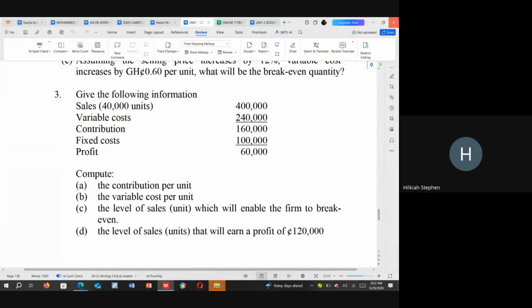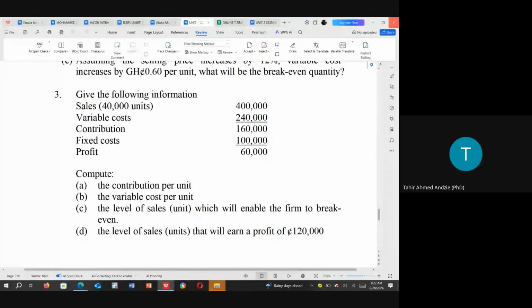100,000 divided by 4, or 25,000 units, right? 25,000 units. Okay, you have understood it now. Yes, please. Right, so let's do the D.